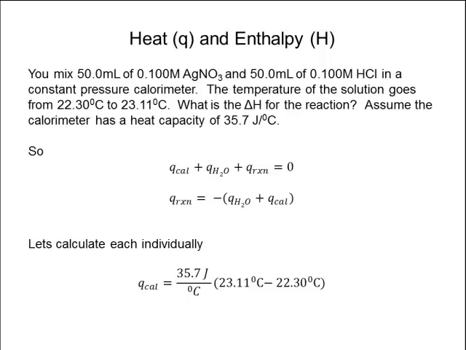Right, if the 22.3 had been my final temperature, that would have gone first. So don't always put it as the biggest minus the smallest. Always look at it as final temperature minus initial temperature.